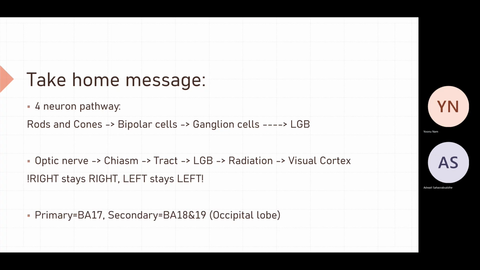And our secondary visual cortex is located at Brodmann's areas 18 and 19, and they are both located at the occipital lobe near the calcarine sulcus.